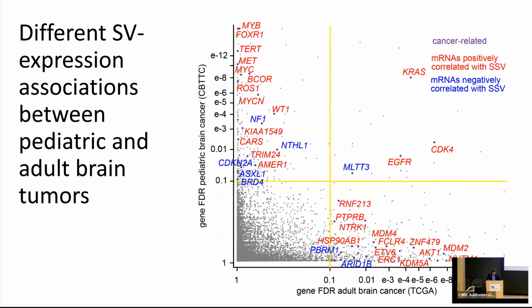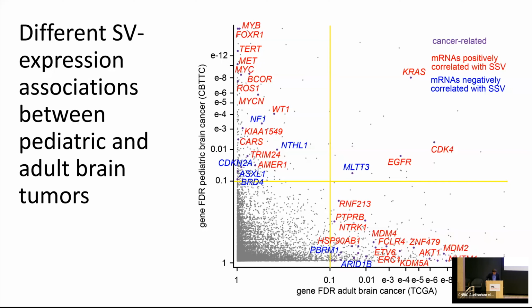We could identify different SV expression associations between pediatric and adult brain tumors. So on this plot, we have on the y-axis the significance of association between expression and SV breakpoints for the pediatric brain tumor cohort. And on the x-axis, we have the corresponding significance of association in adult brain cancers, looking at the TCGA data sets.